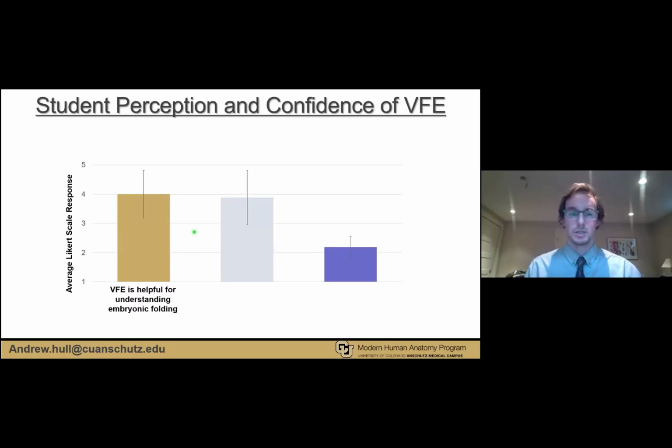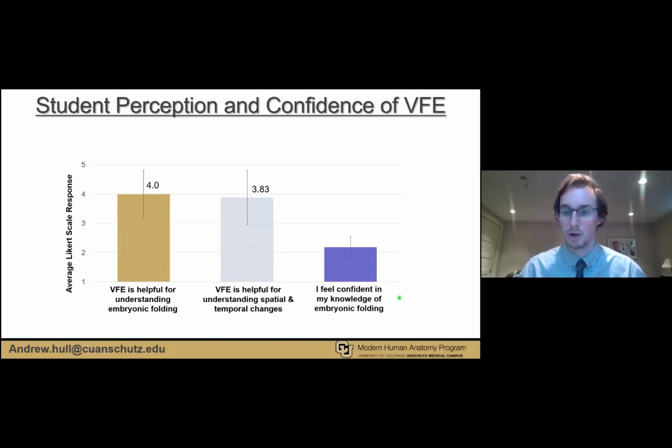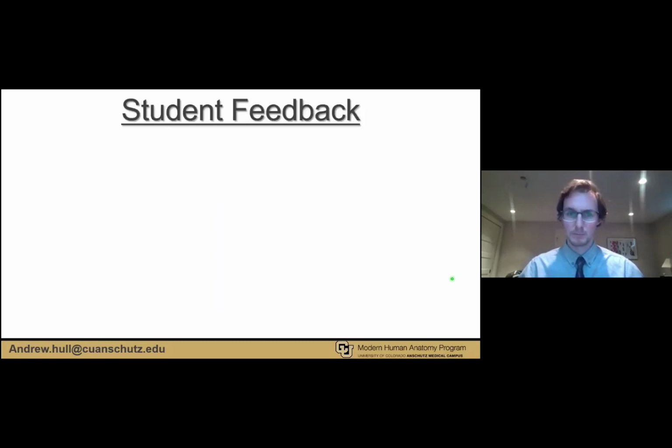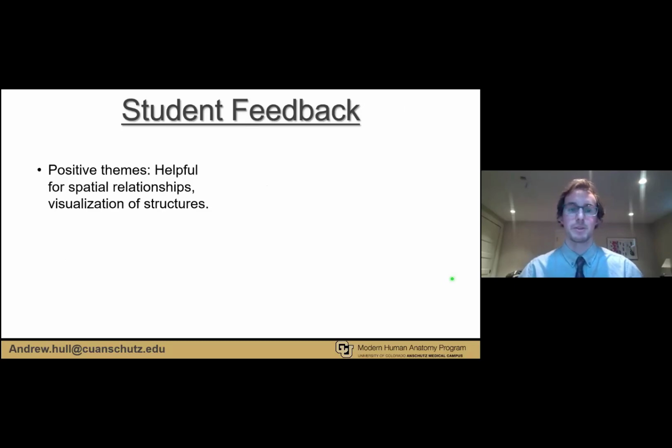In answering the question, the VFE was helpful for understanding embryonic folding, they rated this about a 4 out of 5, which is generally agree that they thought the VFE was helpful. And then the VFE for understanding spatial and temporal changes, talking about that 4-dimensional change, rated about a 3.83 out of 5. So that's positive as well, generally agreeing. However, in their confidence in their own knowledge of embryonic folding, only a 2.18 out of 5. So generally disagreeing and not feeling very confident. And this was echoed in the student feedback from the thematic analysis.